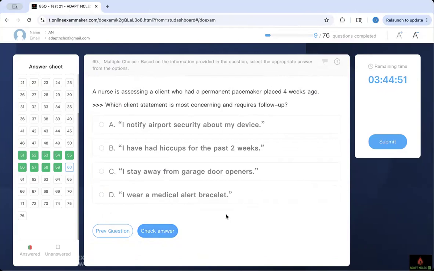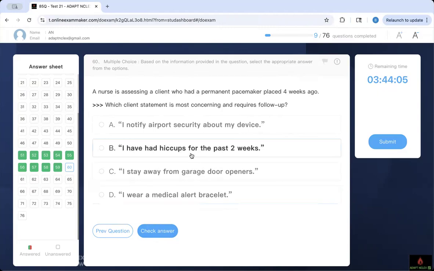And this is assessing a client who has a permanent pacemaker placed 4 weeks ago. Which client statement is most concerning and requires follow-up? This is prioritization, risk reduction, pacemaker management, and they're telling you something. Pay attention to the words. Whichever you hear that you know is not consistent with the pacemaker placement is a problem. I notify airport security about my device. I have had hiccups for the past 2 weeks. I stay away from garage door openers. I wear a medical alert bracelet. Which of these requires follow-up? All of them may require it, but which one? The question says most concerning that requires follow-up.